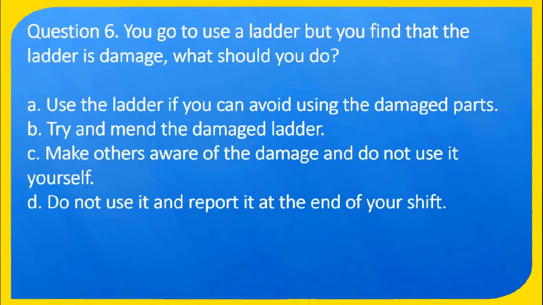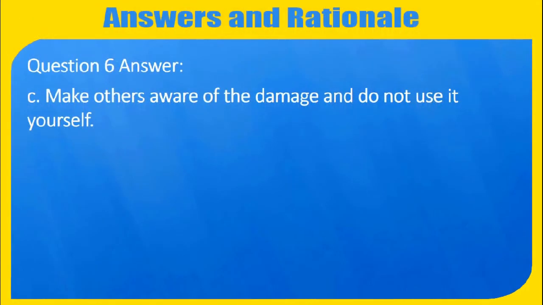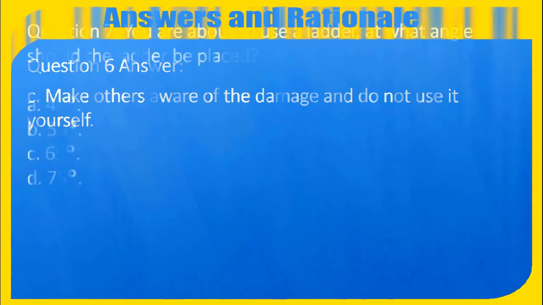Question 6. You go to use a ladder but you find that the ladder is damaged. What should you do? A. Use the ladder if you can avoid using the damaged parts. B. Try and mend the damaged ladder. C. Make others aware of the damage and do not use it yourself. D. Do not use it and report it at the end of your shift. Question 6. Answer. C. Make others aware of the damage and do not use it yourself.